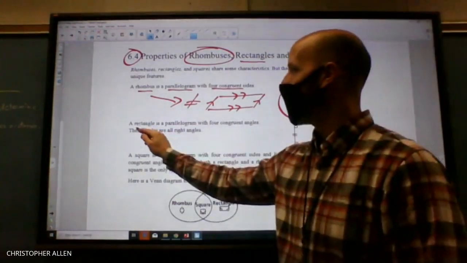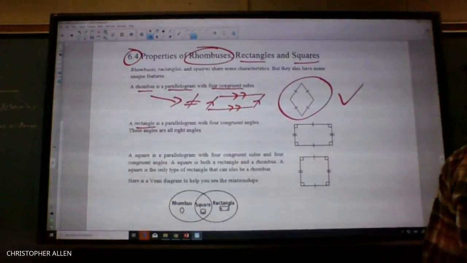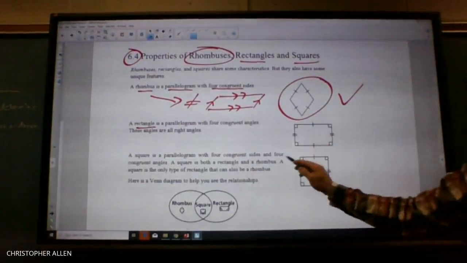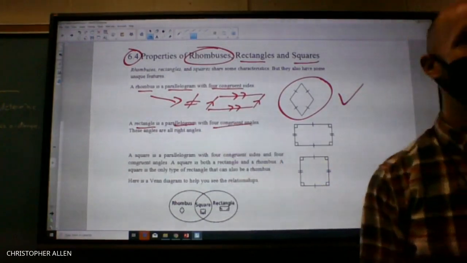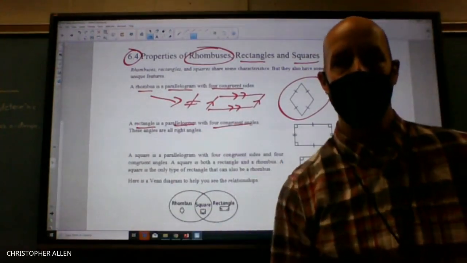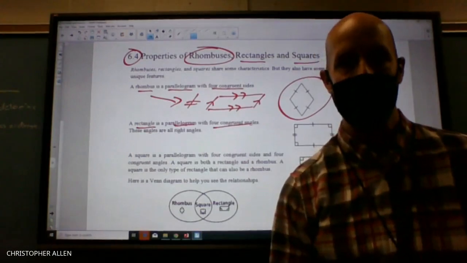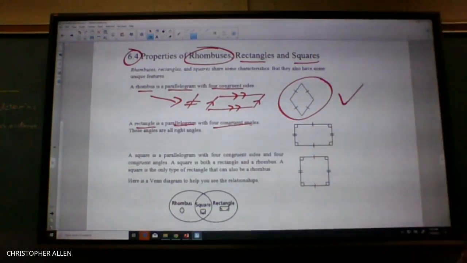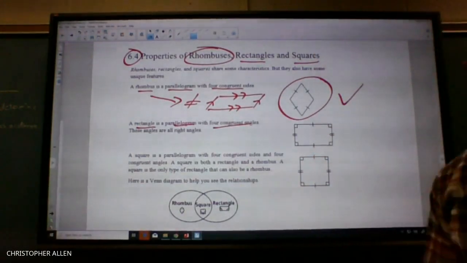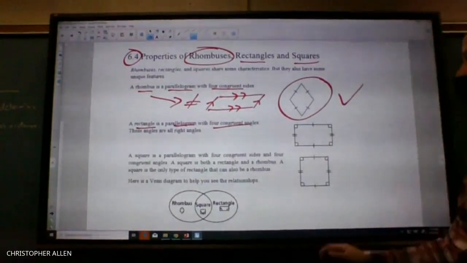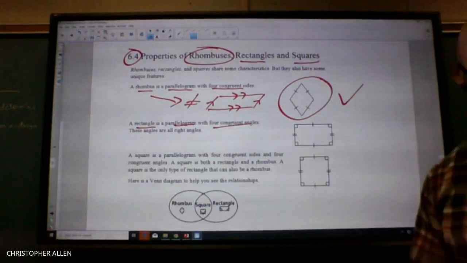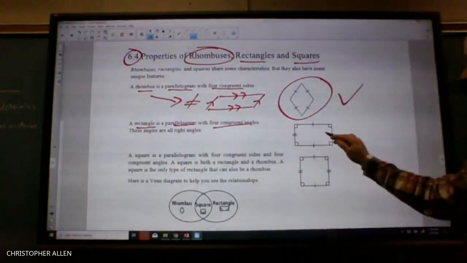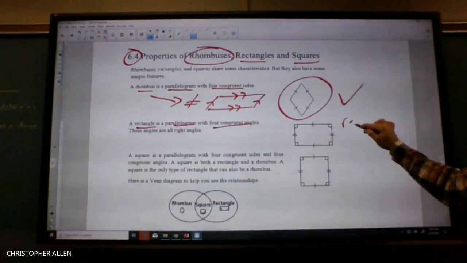Okay, what is a rectangle? A rectangle, that's what this is right here, is a parallelogram with 4 congruent angles. This goes back to what I think Jacob said. Jacob, we did a problem on the warm-up, and Jacob said that all the angles are congruent. And here is an example of a parallelogram with 4 congruent angles. This is called a rectangle.